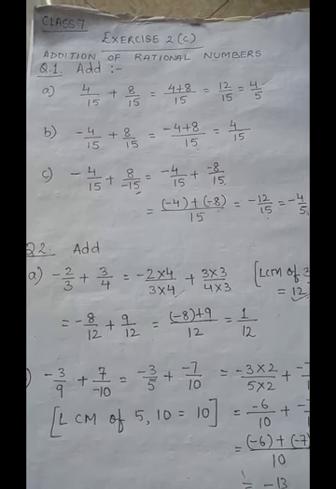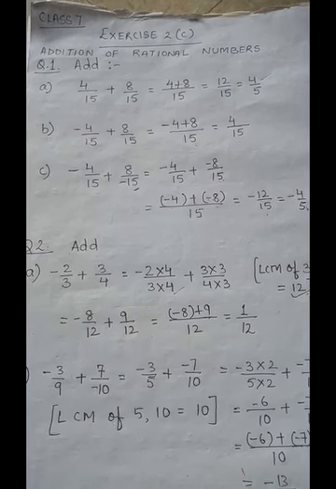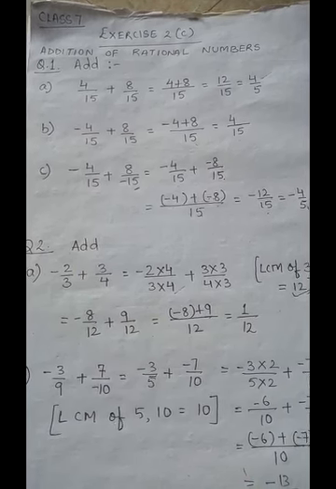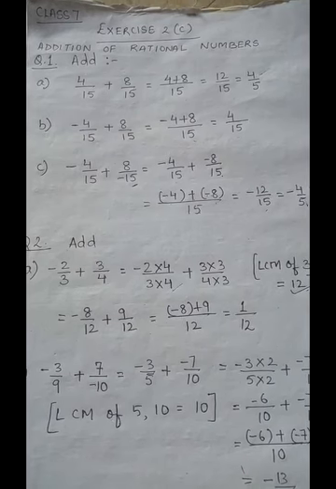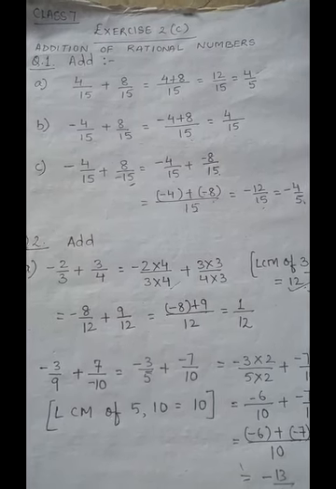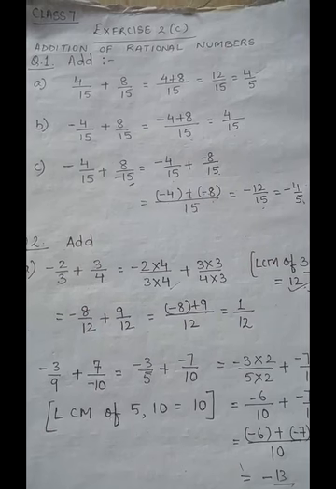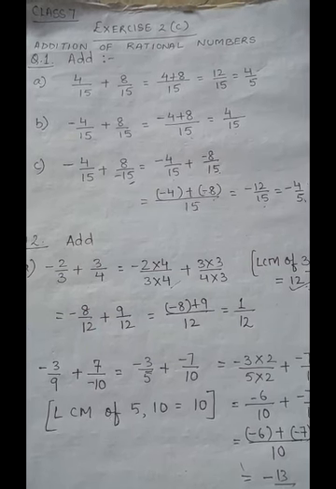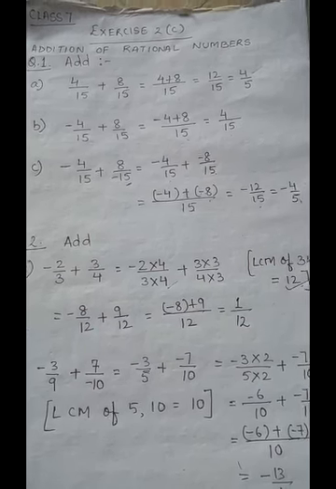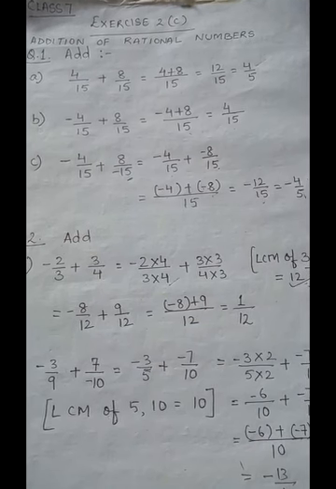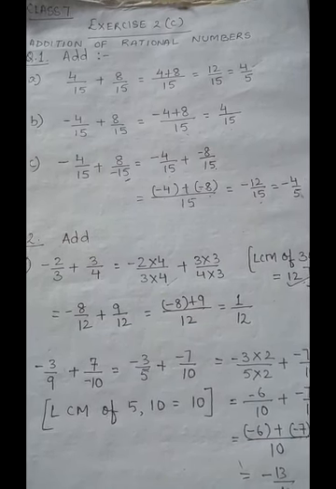First, adding of rational numbers when the denominators are equal. The first step is to keep the denominator the same and add the numerators. And if required, you have to express the rational number obtained in its lowest term.